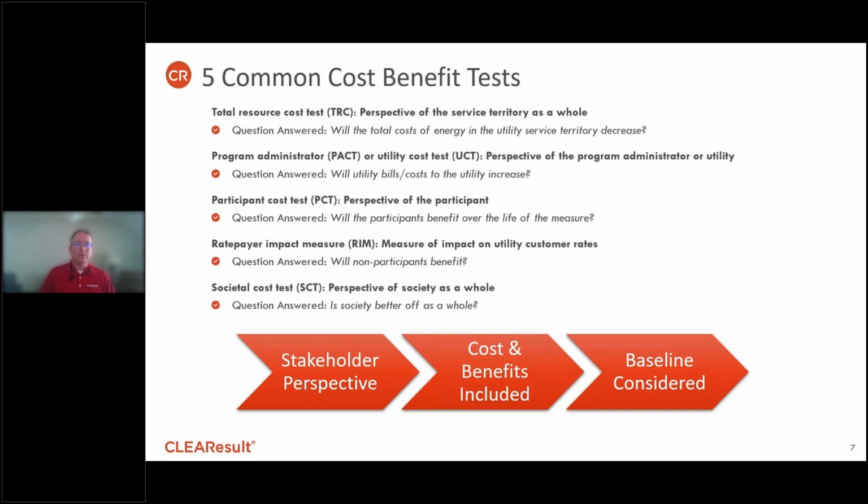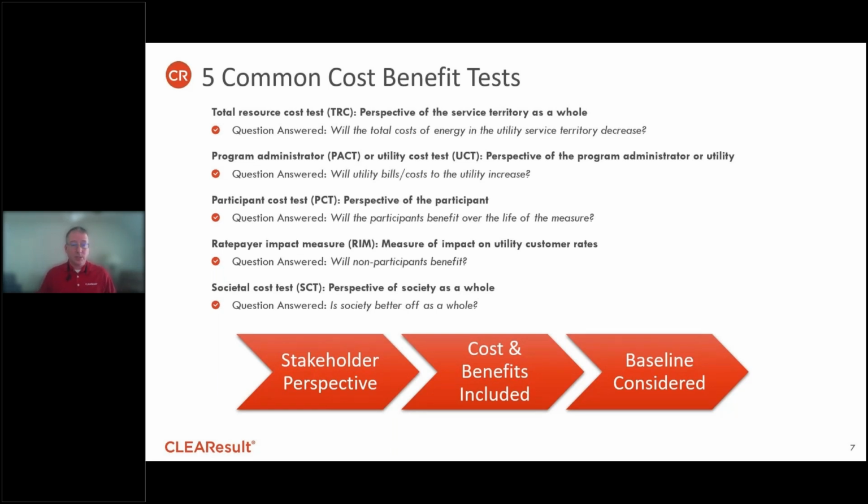The next one is the properly coined program administrator cost test. I will probably mess up and call it utility cost test, but recognize that it's not just utilities that are implementing these programs. In some states and provinces, these are actually implemented by the state or by the province. These may be a sort of regional effort that's administered by a group of utilities. So program administrator cost test is the right word to use. Again, I'll end up probably saying utility cost test, but that's the cost effectiveness for the utility or for the program administrator. Is this good for us? Will the utility bills, will the utility cost increase or decrease because of this program that we're offering?